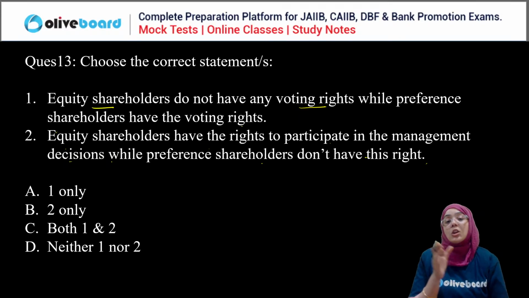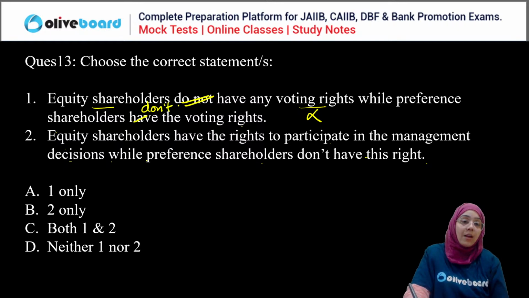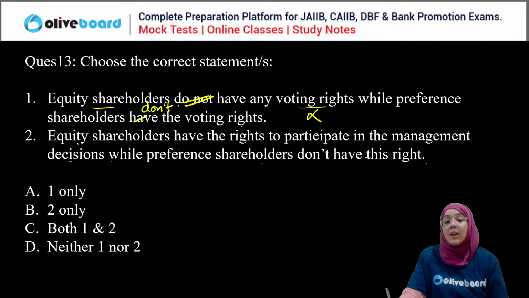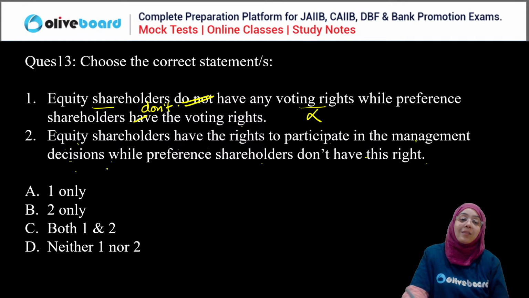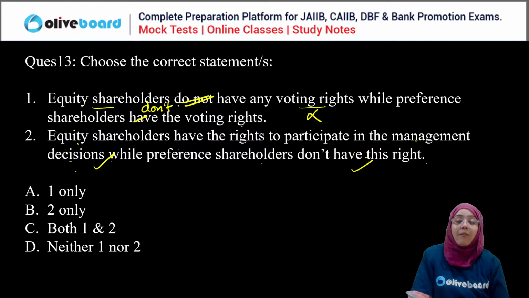See, equity shareholders don't have the voting right. That is false. Equity shareholders have the voting right while preference shareholders don't have the voting right. Second, equity shareholders have the right to participate in the management decision. True, while preference shareholders don't have this right. So yes, if we talk about the correct statement, B is the correct answer.